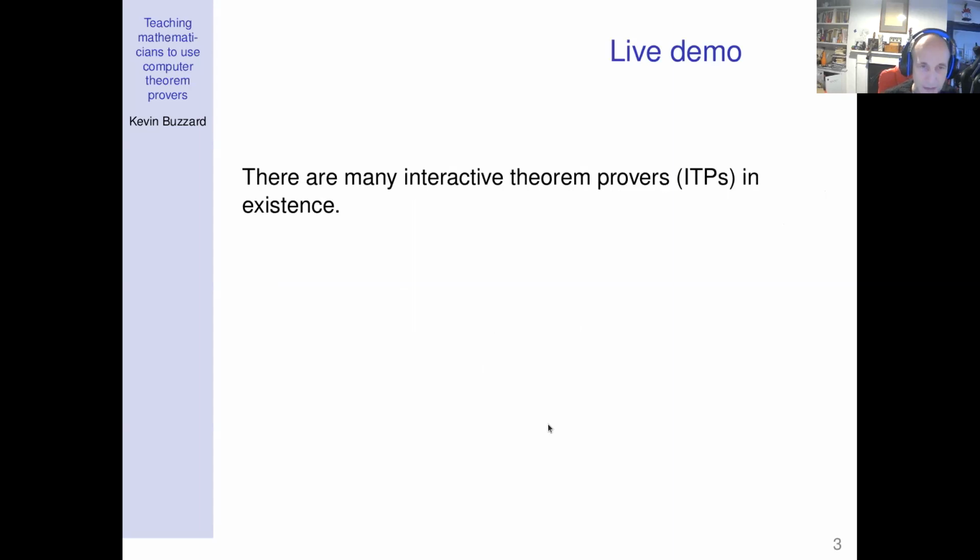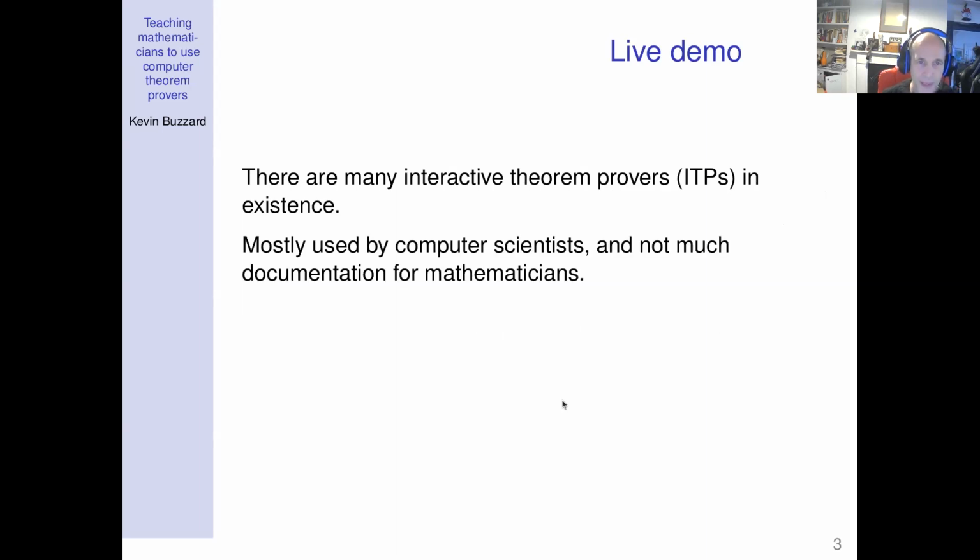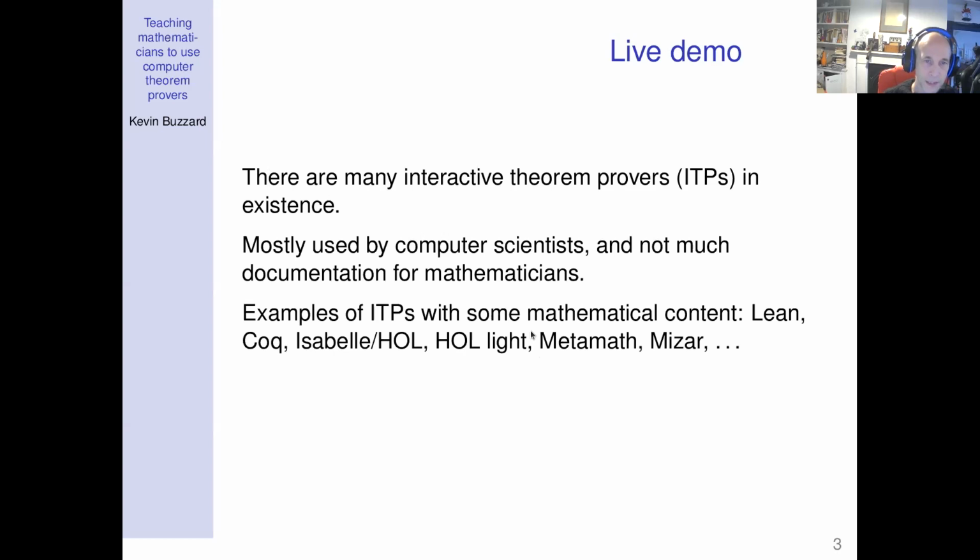So what's an interactive theorem prover? Well, there's lots of them. They've been designed by computer scientists. There are well over 20 in existence, and they're mostly used by computer scientists to do computer sciencey things. It's difficult to enter the area because most documentation, for these complicated computer programs, is written for computer scientists.